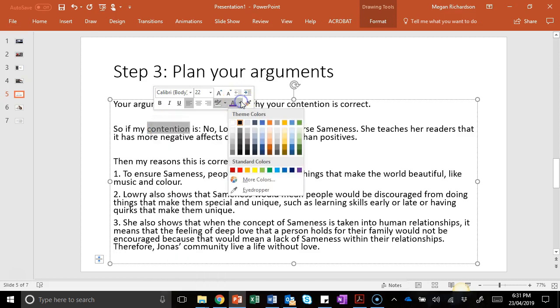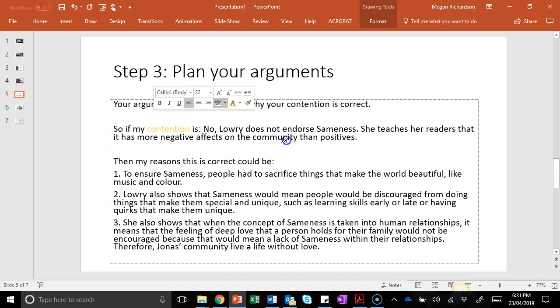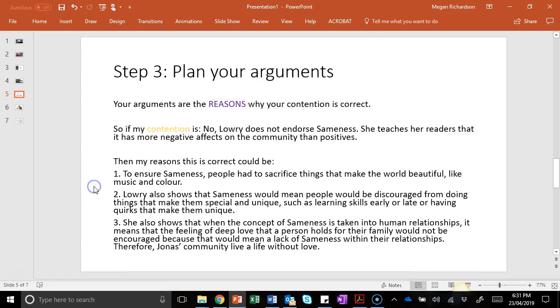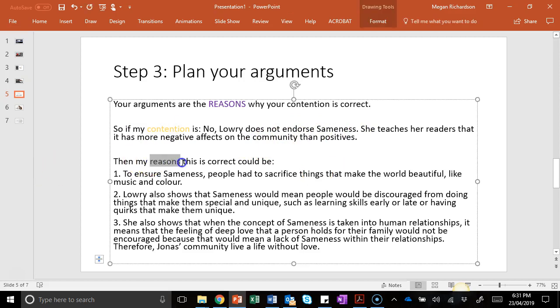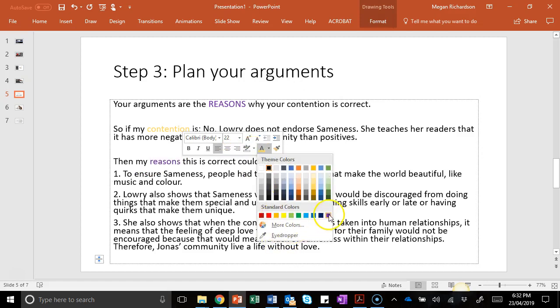Okay? So, if my contention... Sorry, I'm just highlighting for those visual kids out there. Oh, gosh. Okay, that's hard to read, isn't it? Let's try and pick a yellow that's a little easier to read. That's not great, but it'll do. So if my contention is, no, Lowry does not endorse sameness, she teaches her readers that it has more negative effects on the community than positives, then my reasons, my arguments could be something like this.